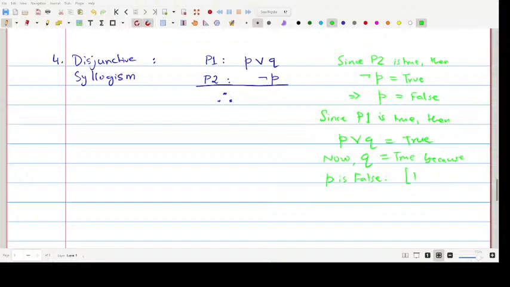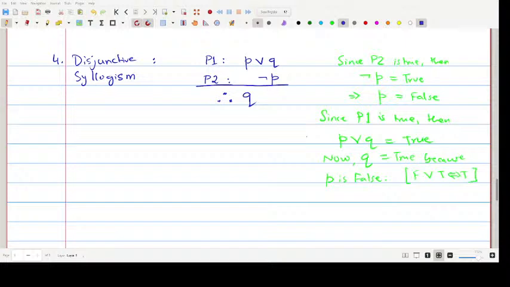We know that false disjunction true is equivalent to true. We know this rule, correct? So if one of them is false, the other one has to definitely be true, and therefore the conclusion here is Q. Okay, so this is disjunctive syllogism.